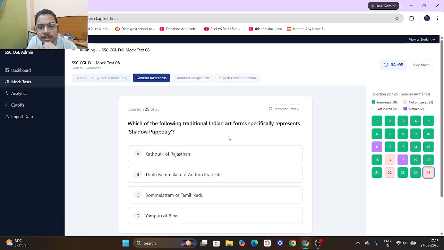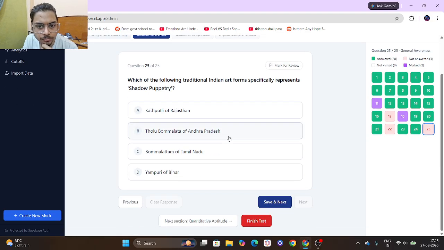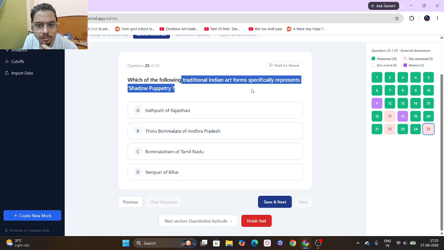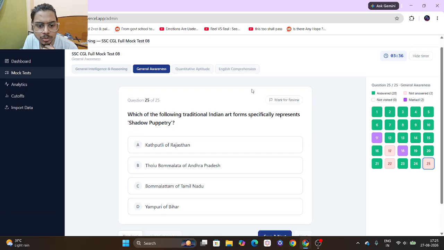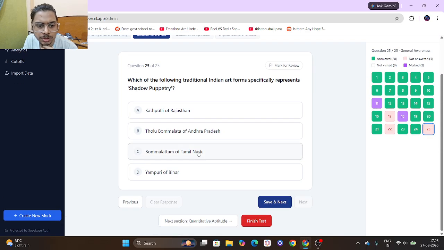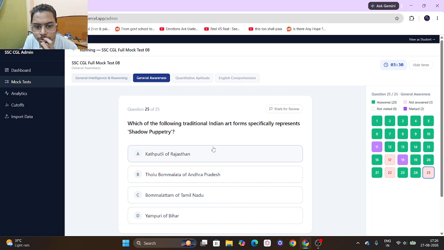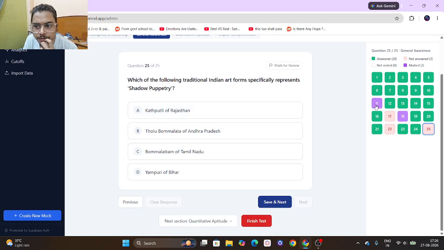Which of the following traditions of Indian art forms specifically represents shadow puppetry? Kathputli of Rajasthan, but Kathputli is not shadow puppetry. Tholu Bommalata of Andhra Pradesh, Bommalattam of Tamil Nadu, or Putul Nach of Bihar. Yes, Tholu Bommalata of Andhra Pradesh. Shadow puppetry, Bommalattam or Tholu Bommalata. Not sure, will check later.